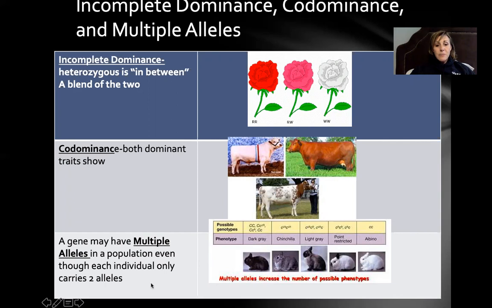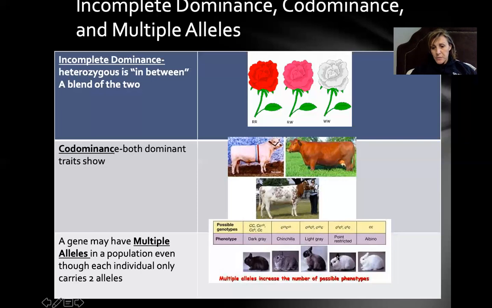And then a lot of genes have multiple alleles in a population, even though individuals carry only 2 alleles. So for rabbit fur color, you can have dark gray. These are the possible genes that they could give, but you only have 2 alleles. So if the mom and dad give a big C, it's going to be dark gray. If they give a big C, little c, it's dark gray. Chinchilla is little c, and then they have CH. So those are recessive. Light gray, these are the basic alleles that could be given.